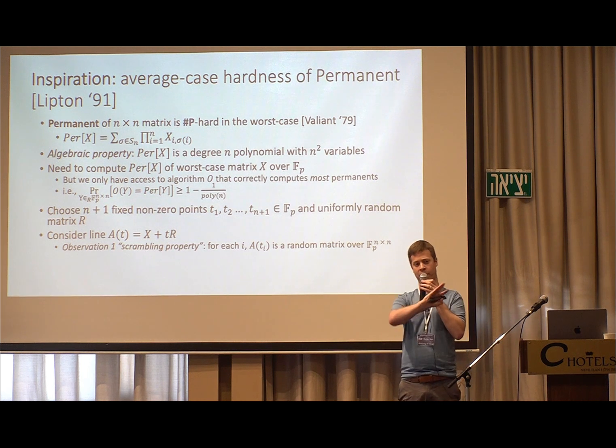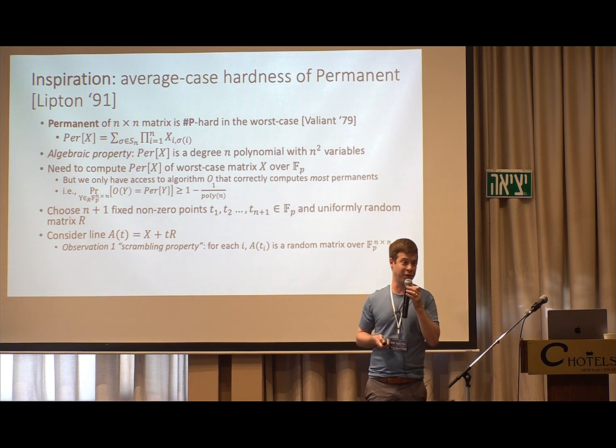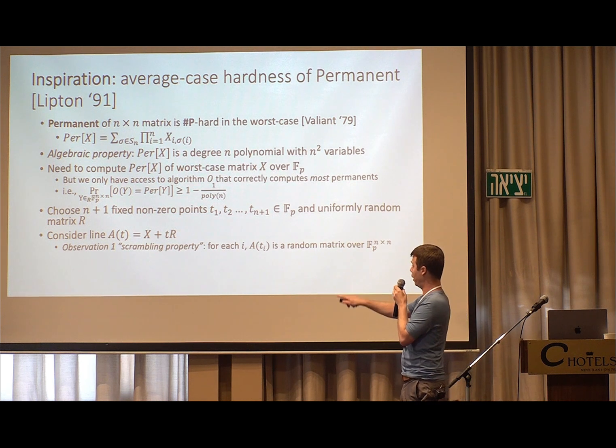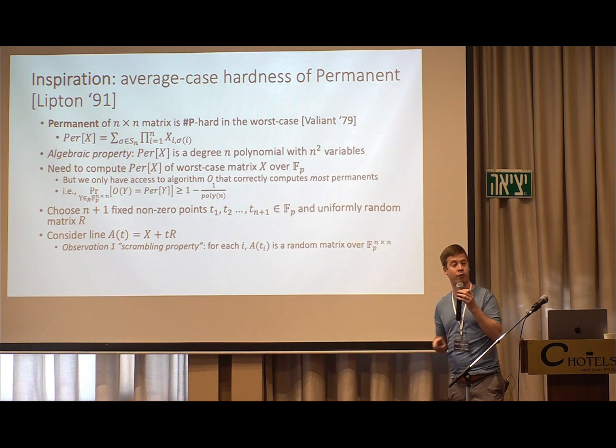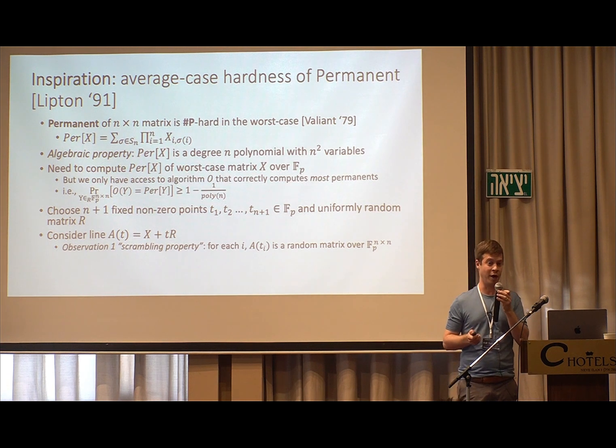That's not hard to see. We took a fixed matrix, we shifted it by something random. All right, well, the new matrix is random. In fact, each one of these points, A of T1, A of T2, and so on, these are all uniformly random matrices. Now, they're correlated with each other, but individually, they're uniformly random.